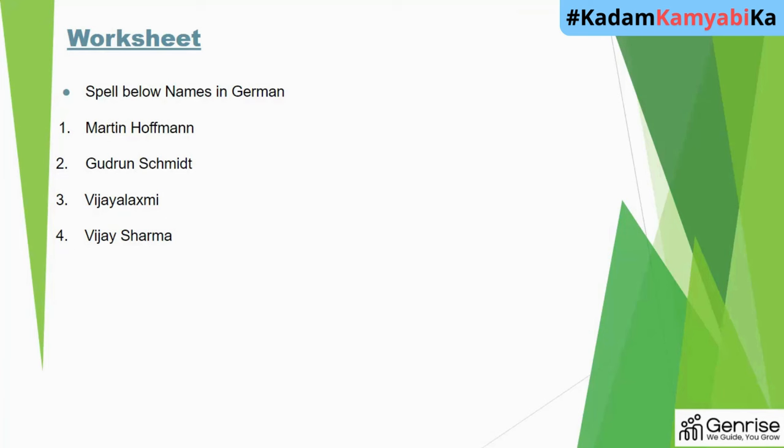First, Martin Hoffmann. It is a German name. Martin Hoffmann. H-O-F-F-M-A-N-N, Hoffmann. Gudrun Schmidt, second point. G-U-D-R-U-N, Gudrun Schmidt. S-C-H-M-I-D-T, Gudrun Schmidt.